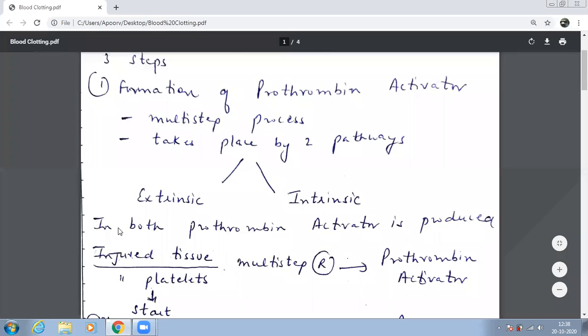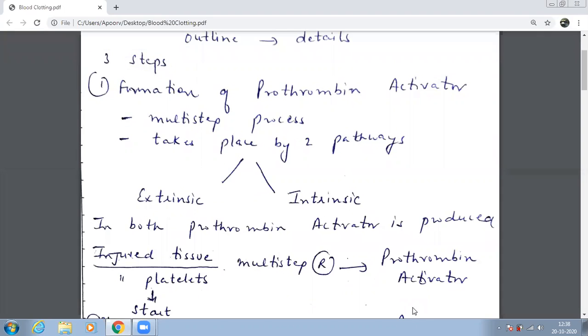So if I write it in an equation when you're preparing your notes, this will be a simple equation. Injured tissue or injured platelets, multi-step reactions, prothrombin activator. What was the second step? Let me not show it to you. Let me see how much you remember. Conversion of prothrombin to thrombin in the presence of calcium ions and prothrombin activator.